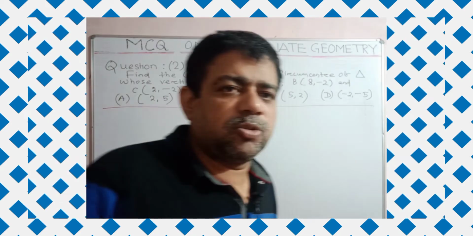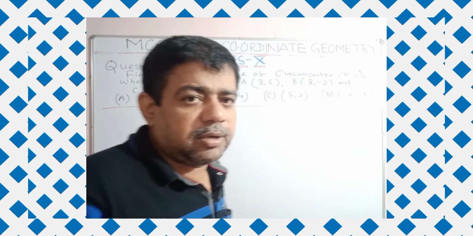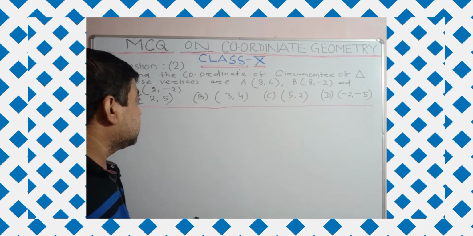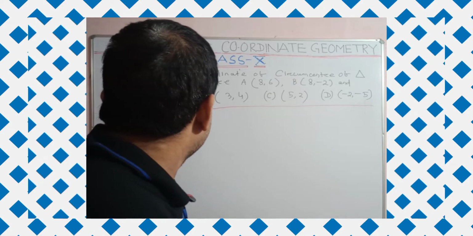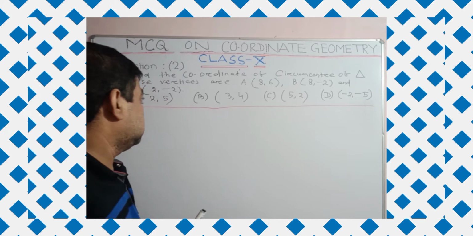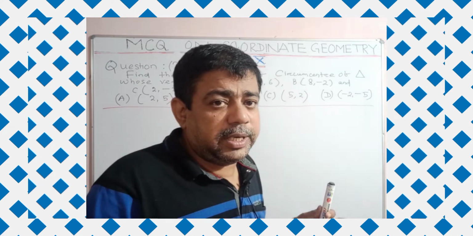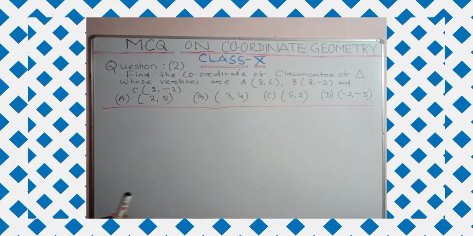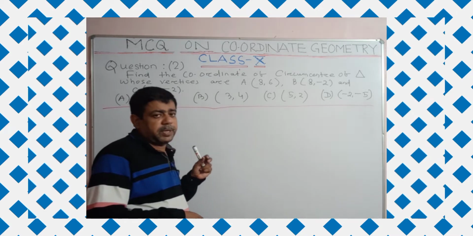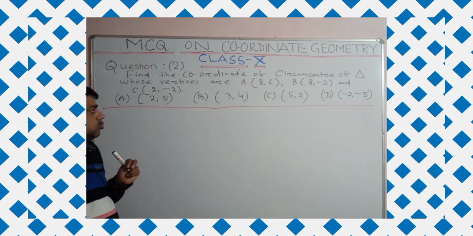Okay, next I am going to discuss question number 2, a coordinate geometry MCQ. Find the coordinate of the circumcenter of the triangle whose vertices are: point A with coordinate (8, 6), point B (8, -2), and point C (2, -2).